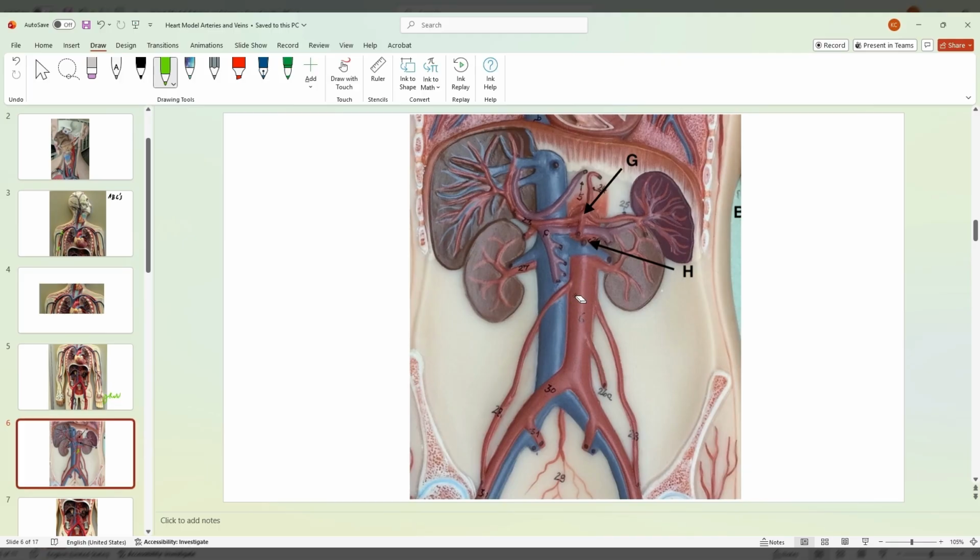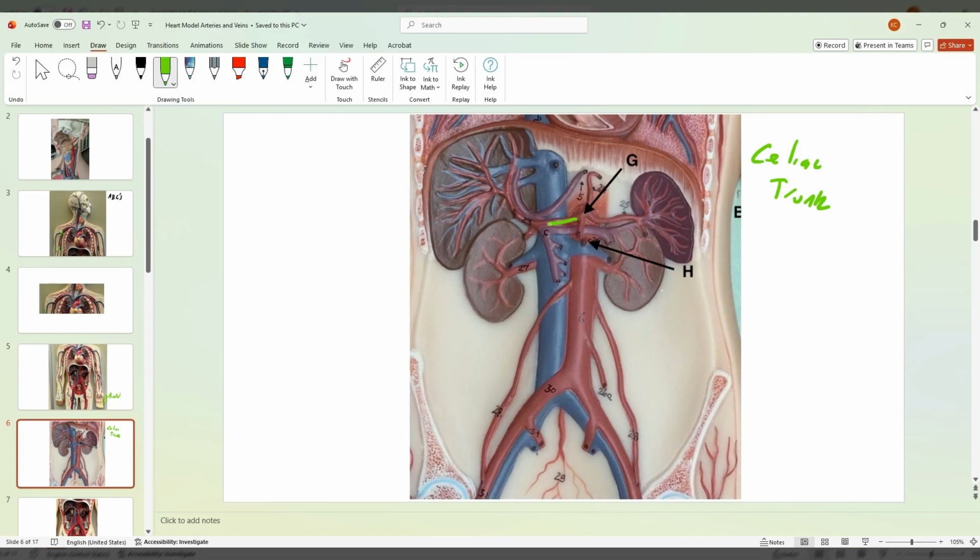Okay. Now remember, the first branch off of the aorta after the diaphragm is going to be this right here. It's just going to be the celiac trunk. So I'll just write that down for you. So it's the celiac trunk. Okay.